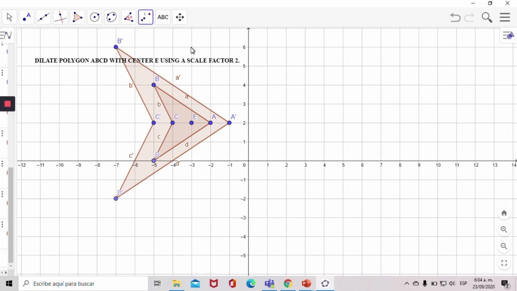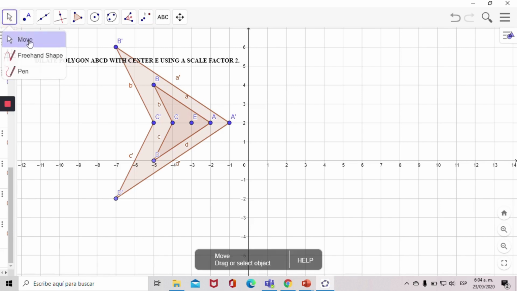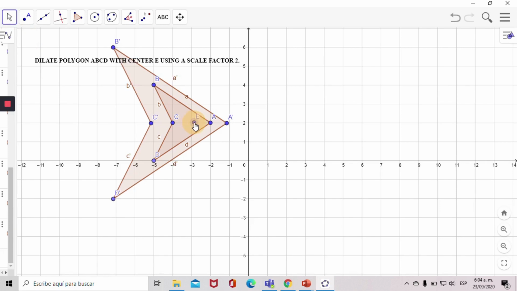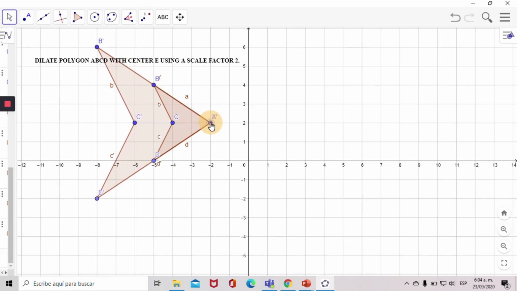Now the good thing about GeoGebra is that it can easily show us how this point is going to be in a different position, how it is going to change. The center can be a vertex itself. It might say dilate polygon with center A, or with center B, or any of the vertices might be the center of it.